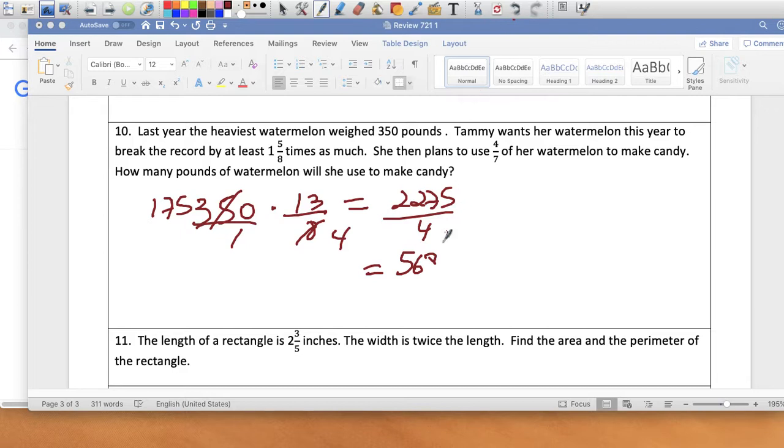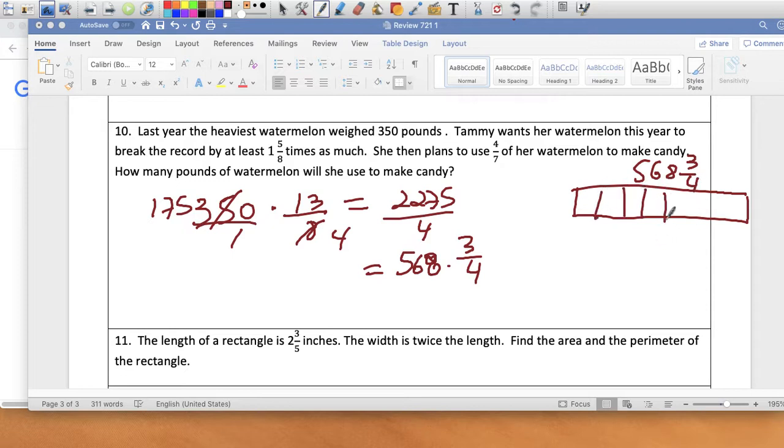So it's going to give me 568.75 or 3/4. Right, so imagine you have a watermelon. This whole watermelon is 568 3/4 of a pound. And we're going to use 1, 2, 3, 4, 5, 6, 7. We want to use 4/7 of it to make some type of candy. So we're not going to use the whole thing.